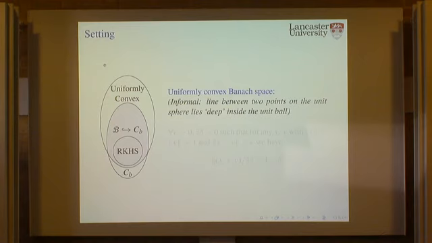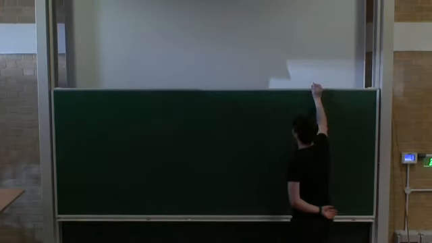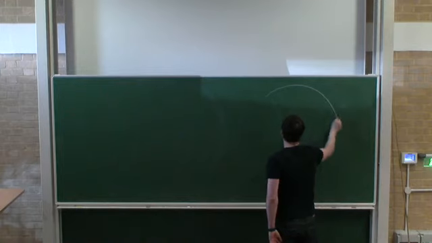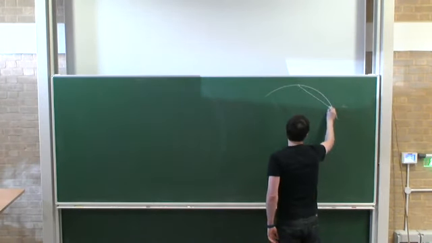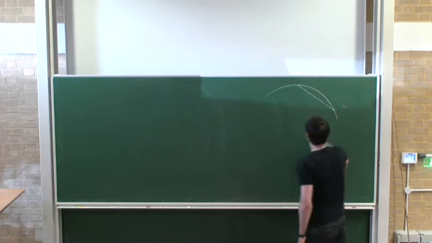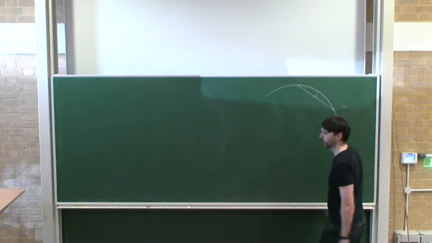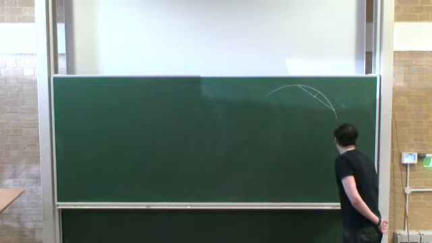Just to give the definition, uniform convexity is essentially saying you take the unit sphere, take 2 points on the unit sphere, and the middle must lie deep inside the unit ball. So if you think of the unit sphere, take 2 arbitrary points, take the line in between. This point here should lie far away from the norm ball.